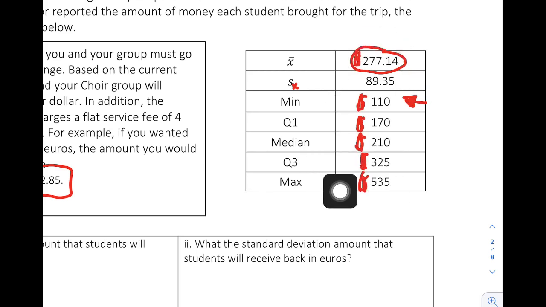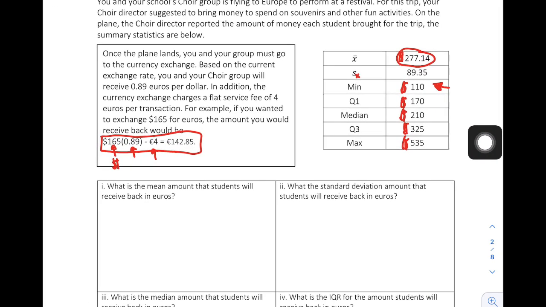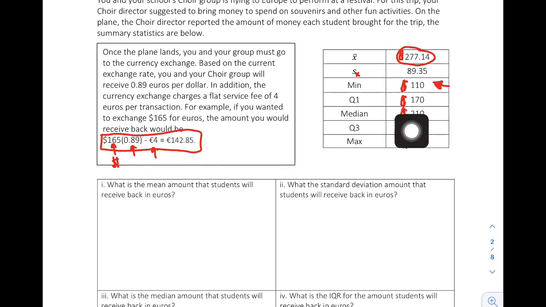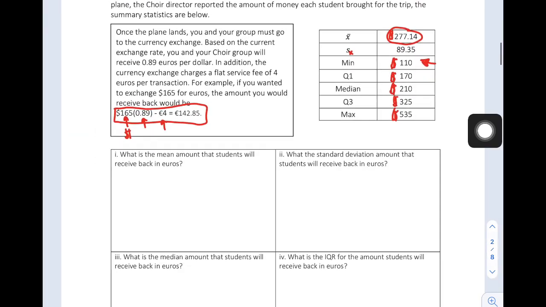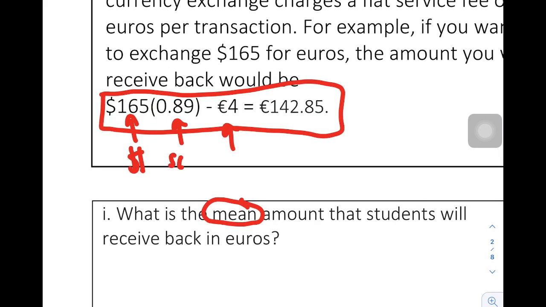And what we want to do is convert this to euros. Now remember, to convert to euros, the question told us that you need to multiply by 0.89 and then subtract 4. The 0.89 is the euros per dollar, and then the $4 is a service fee that they charge you. So question 1 says, what is the mean amount that students will receive back in euros? So the question is, how is mean affected by scaling, which is the multiplication, and by shifting?